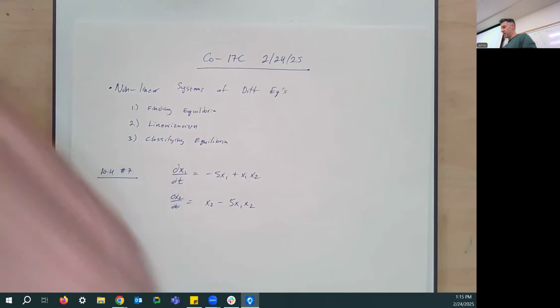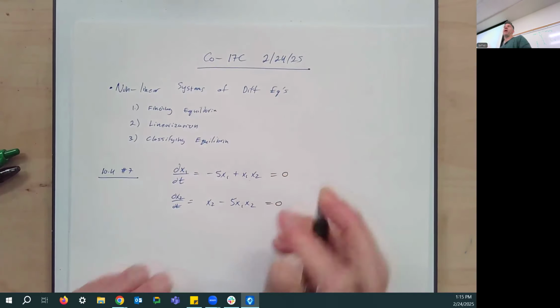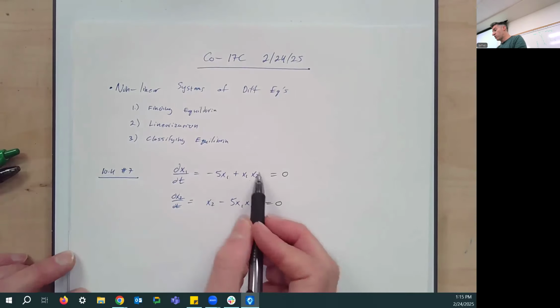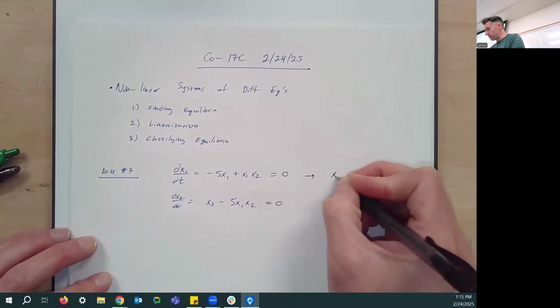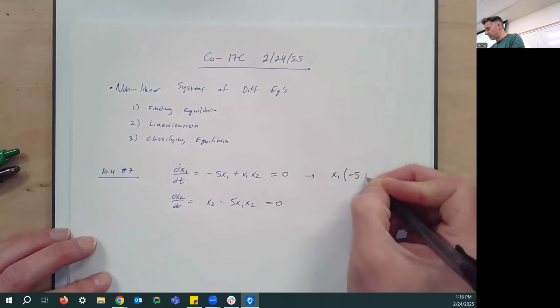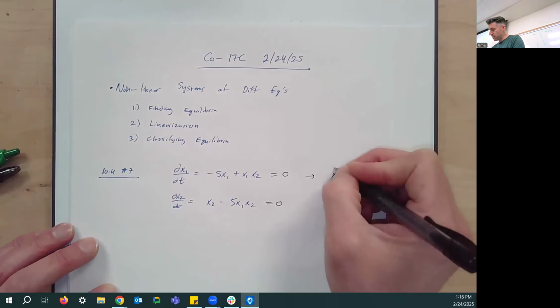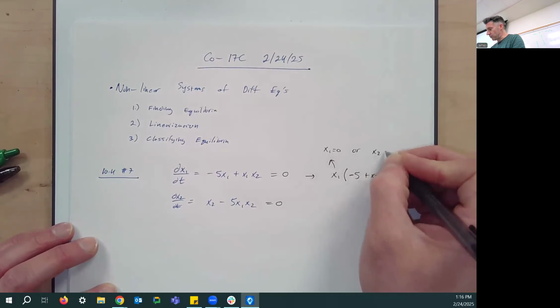So if we set these each equal to 0, well, now we're back thinking about finding critical points. So it's kind of like playing the game where you're trying to solve the one that's easier to solve first. These are pretty much the similar equations, so either one's fine to solve first. Let's work with this first one. I'm going to factor out an x1. X1 times negative 5 plus x2 is equal to 0. So I'm either going to get x1 equal to 0 or x2 equal to 5.